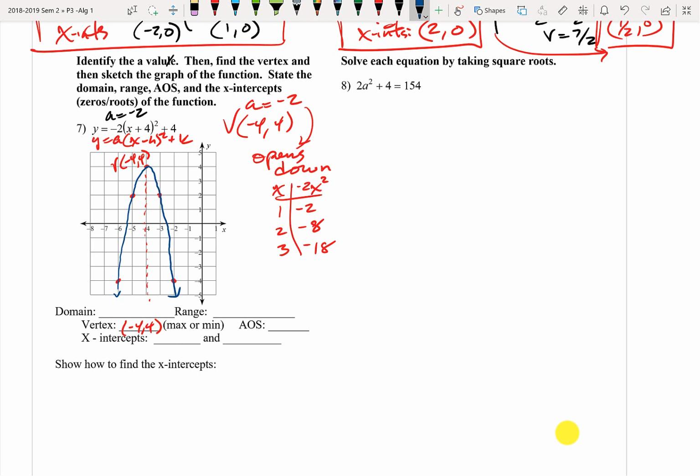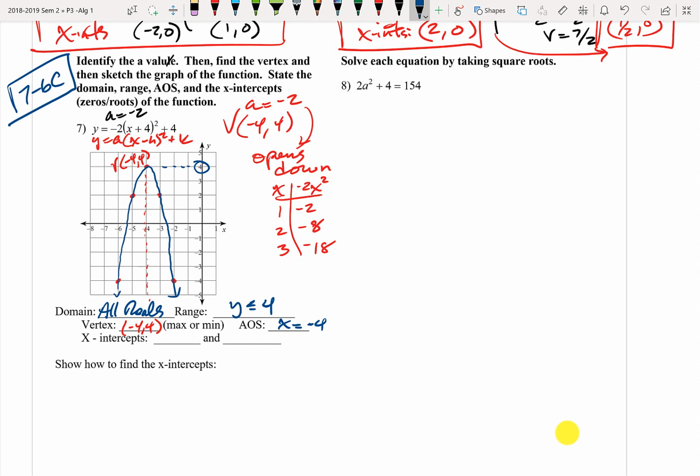Okay, on this one here, I want you guys to look at your section 7.6c notes. So first of all, the domain's easy. It's always all reals. The range, this is a max y value. There's your max y value, so y is less than or equal to 4 in this case. The axis of symmetry goes through -4, so x equals -4. So far, pretty easy here.